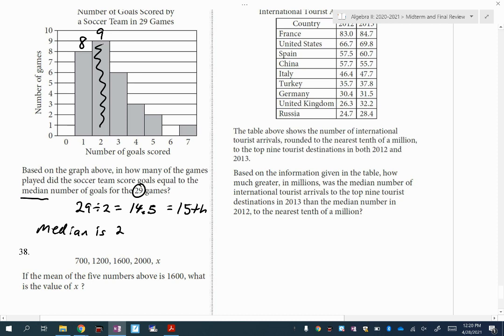But we don't want the median. It says, how many of the games did they score 2 goals? And they scored 9 games, they scored 2 goals. So 9 games is the actual answer, 9.